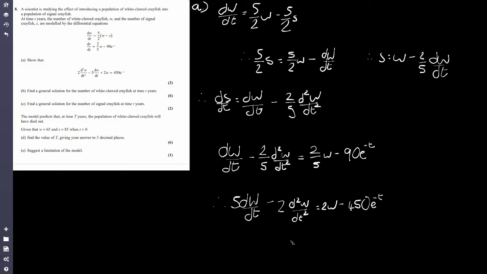And then finally, if we rearrange it all to give us the final step here, we're going to obtain this. So therefore, if we do it down here, we're just going to get what we need. So it's going to be 2 lots of the second derivative minus 5 lots of dw dt plus 2w is equal to 450e to the minus t. And we've got part A done there now.